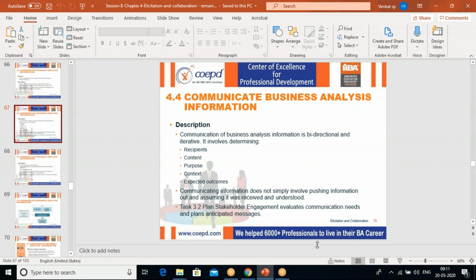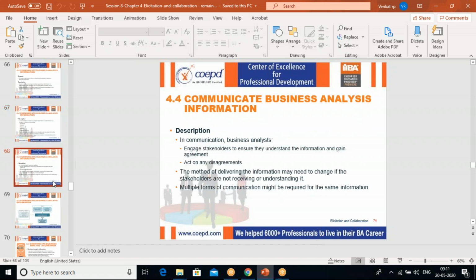Fine, you got me. Now, in this communication, what we have to do is engage the stakeholders to ensure that they understand the information and gain an agreement. And we should also act on any disagreements. If you hide information from them in the initial stages and later on they discover it, and it is not to their standards or understanding, then it comes as a failure and we have to redo it.